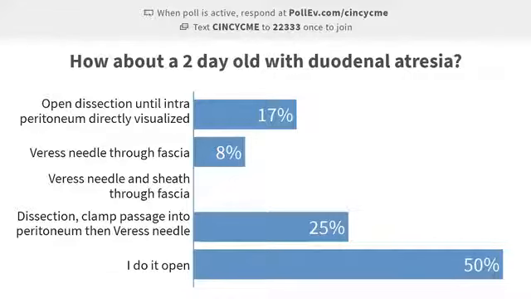But I worry that a quarter do dissection and clamp passage into the peritoneum and then a Veres, because I worry that you can open up the umbilical vein. But for those that do that, you just need to be careful and know that you're popping into the peritoneum. Go ahead. An important point, I think Liz may get into this a little bit more, is that at least from my knowledge, until about a year ago, I didn't know about this potential complication. And maybe that's my ignorance.